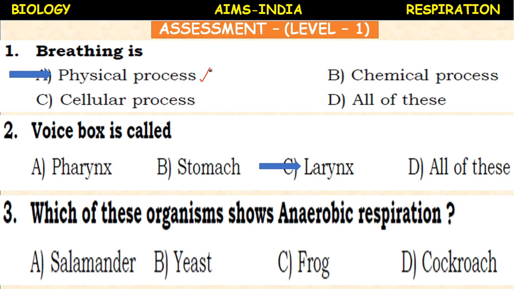Which of these organisms show anaerobic respiration? Salamander, yeast, frog, cockroach. Salamander: cutaneous respiration, it is an amphibian. Frog, an amphibian: cutaneous and pulmonary respiration. Cockroach: tracheal respiration. So here the yeast undergo anaerobic respiration. What is that anaerobic respiration by yeast called? Alcoholic fermentation.